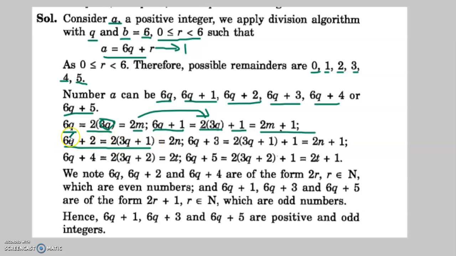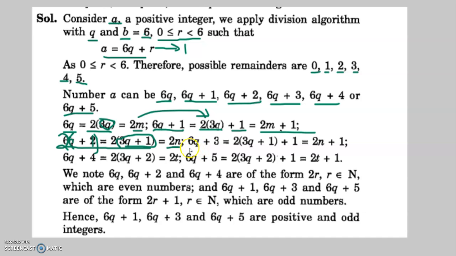Next, 6q plus 2 is equal to 2 into 3q plus 1. We get this by taking 2 in common. Here it comes 1 and we are taking 2 in common, 3q. So this 3q plus 1, I am considering it to be some integer n. So 2 into n is 2n.